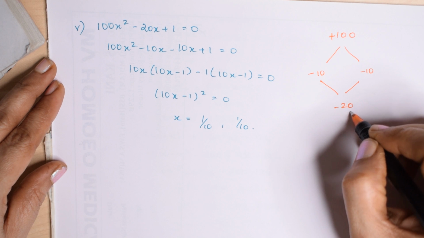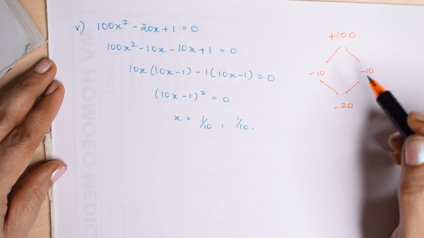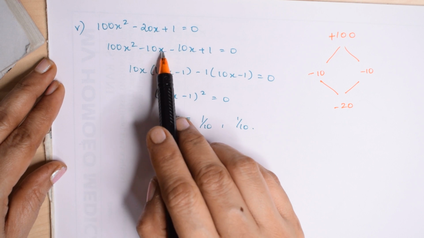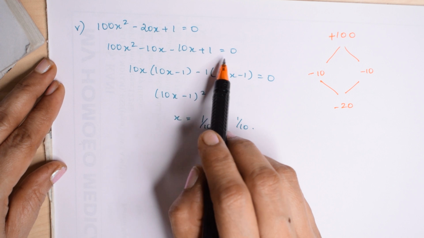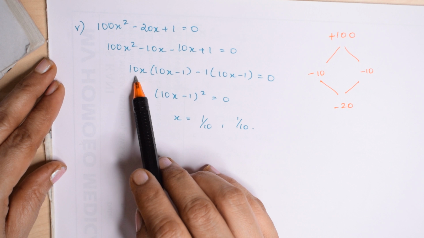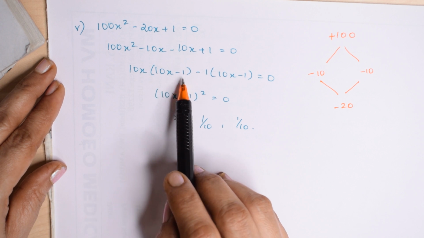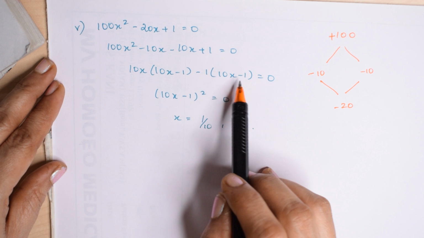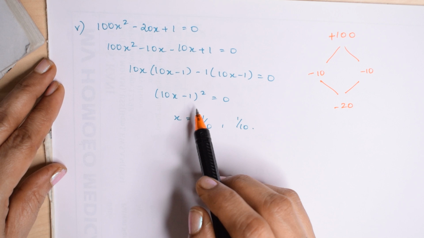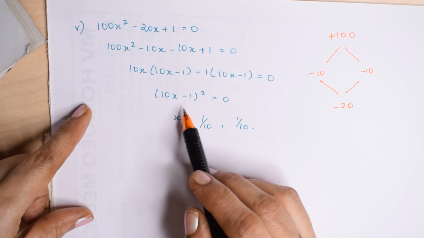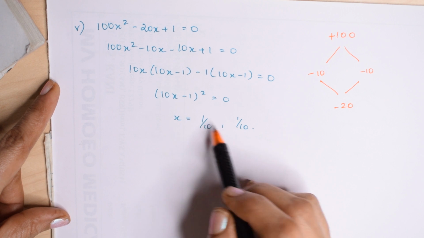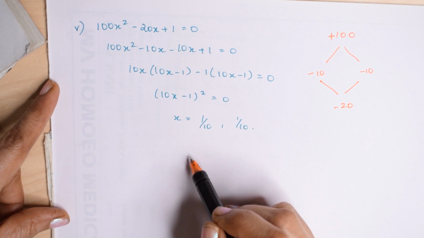When I add it, it becomes minus 20. When I multiply it becomes 100. So I can split it out easily. So 100x square minus 10x minus 10x plus 1 is equal to 0. And the first two terms I take out, 10x, 10x minus 1, minus 1 into 10x minus 1. And again I have the same thing like the earlier sums. We have 10x is equal to 1, x is equal to 1 by 10. As it's a square, it has got two values.